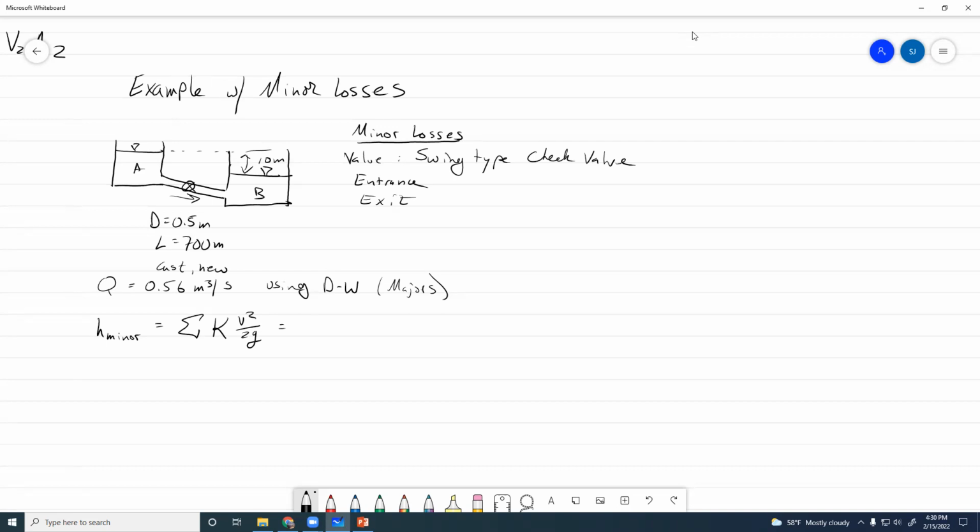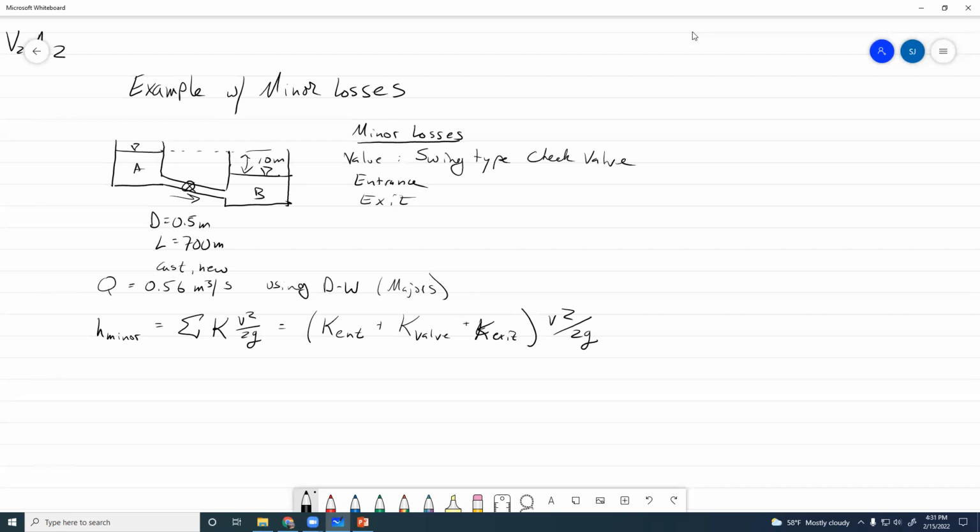And so in this case, we're going to have an entrance coefficient. We're going to have a valve coefficient. And then we're going to have an exit coefficient. And all that's going to be times V squared over 2G. This is a pretty simple problem because we don't have different velocities. We'll do a problem later in class in the next week or so where we actually have to use minor losses in the iterative scheme because we're solving for velocity, but the minor losses are also a function of velocity. So that's going to be a challenge that we'll broach later.